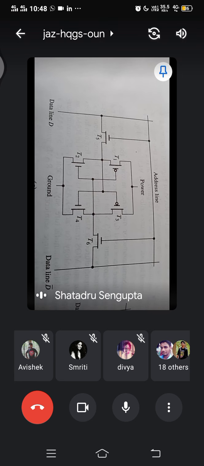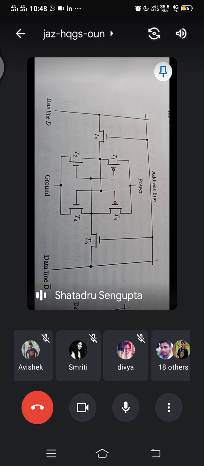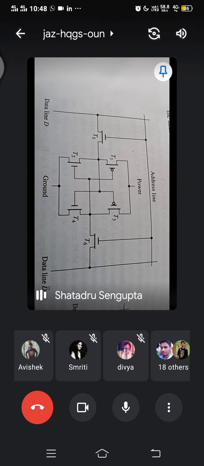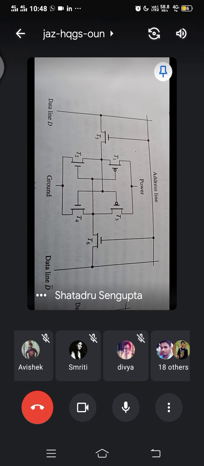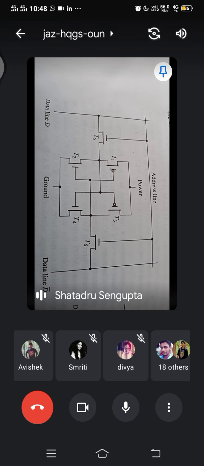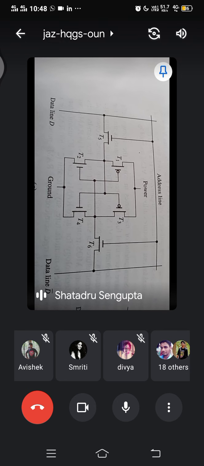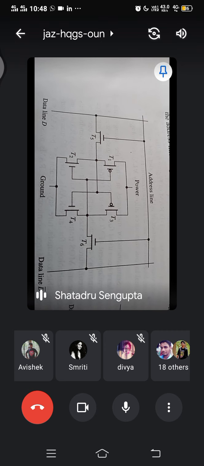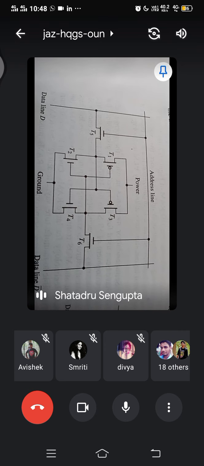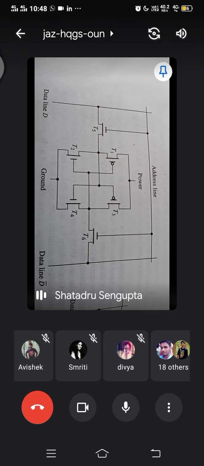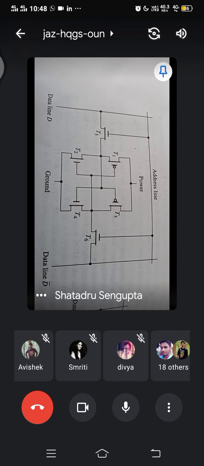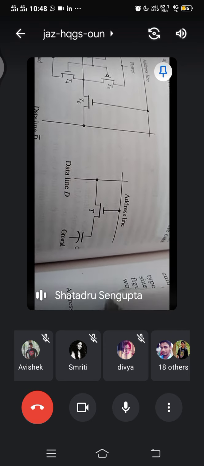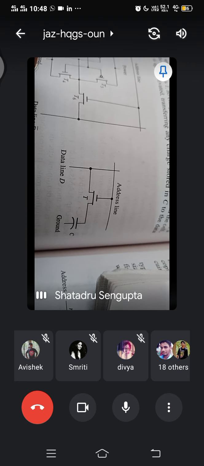This is an SRAM arrangement. T3, T4 are the ones that hold the data, and T5 and T6 are used to input and output the data to and from the data line. And this is the address line, and the address line is the one that selects the particular cell, or in other words, the register.